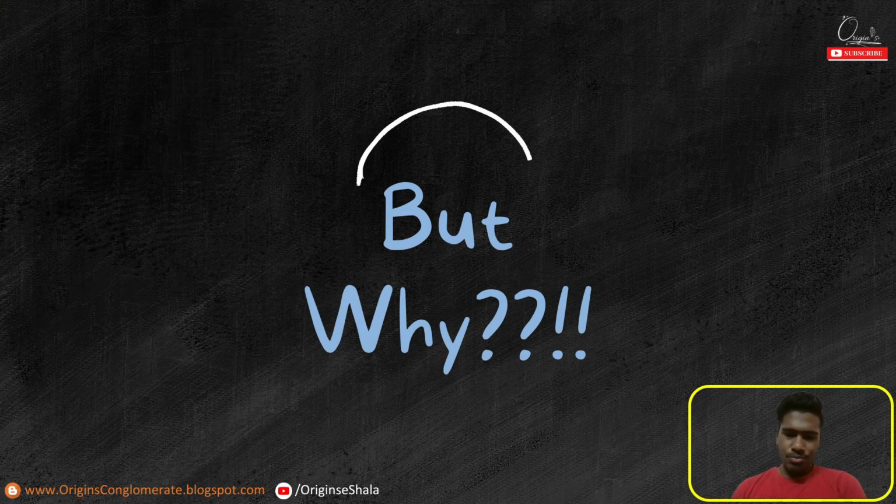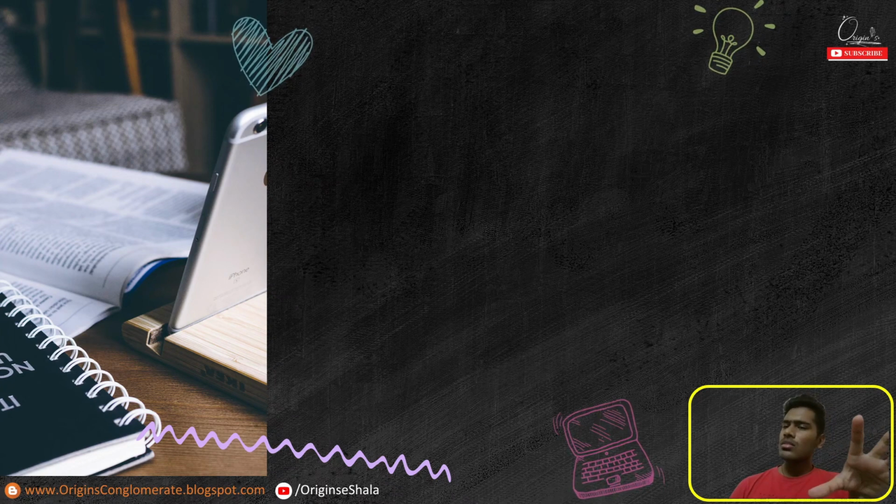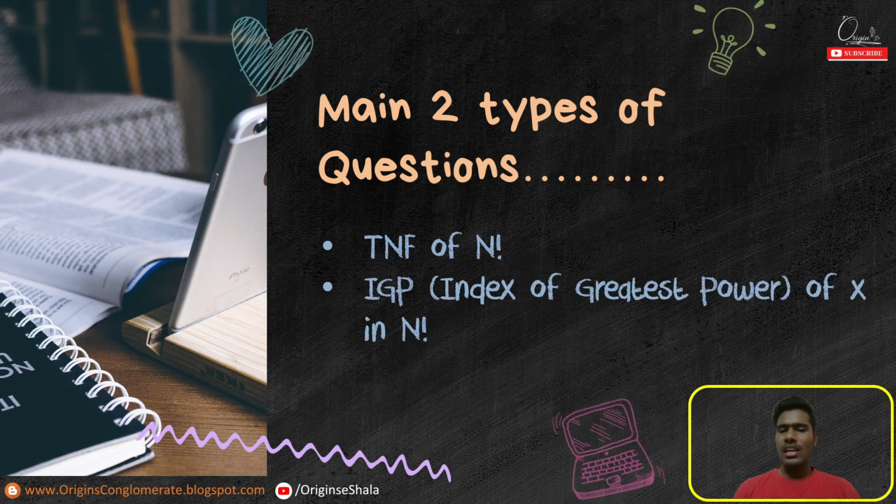Now, why do we need to even bother about these factorials? It's not like some rocket science or something. But we do get a few kinds of questions which revolve around this concept of factorials. As many of you might have guessed, we began our session with the total number of factors, the count of factors. So obviously, the examiner will try to mix and match these concepts. So we get the total number of factors for n factorial as well as the IGP of x in n factorial. Now, this is quite a mouthful, but let's just say TNF, I'm sure you remember from our previous session, the total number of factors for the factorial of a number.